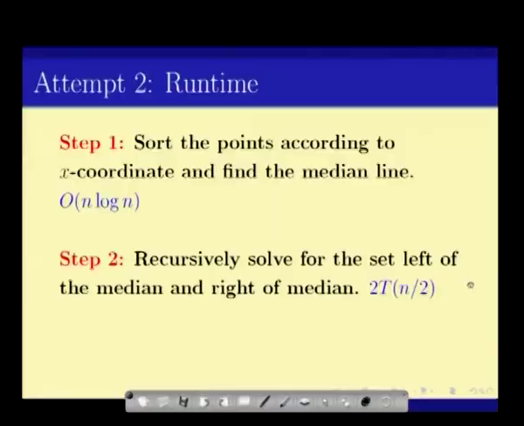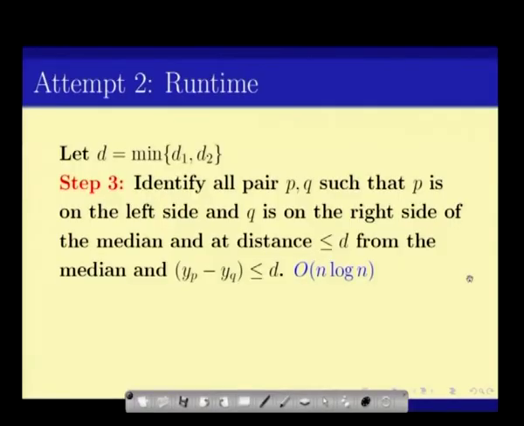In the first case, we have to sort, so it takes order n log n steps. Then we recursively solve for the two halves. So, we take T n over 2 in the left half and T n over 2 in the second half, so we have twice T n over 2. Then we find the median, and then we identify these points. To identify all these pairs, again we have to sort all the points according to the y axis, and in the worst case this can be order n log n.